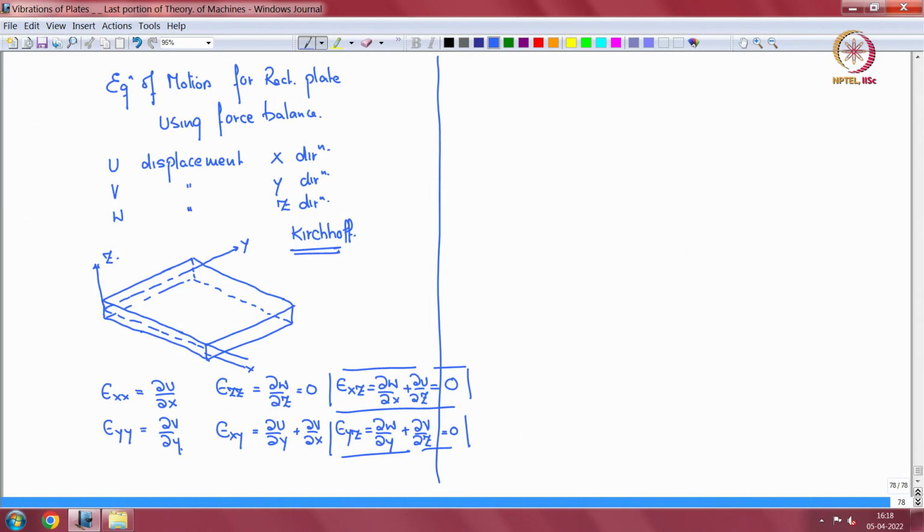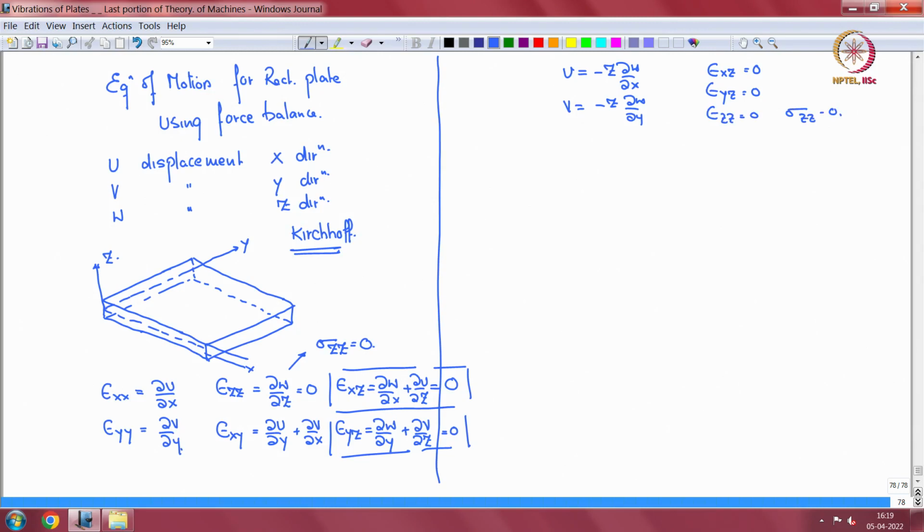And we take the beta definition right away. u is equal to minus z del w by del x, which is beta 1, and v is equal to minus z del w by del y, which is beta 2. And along with this we have what? Sigma zz is also 0. So epsilon xz is 0, epsilon yz is 0, epsilon zz is 0, and sigma zz is 0.